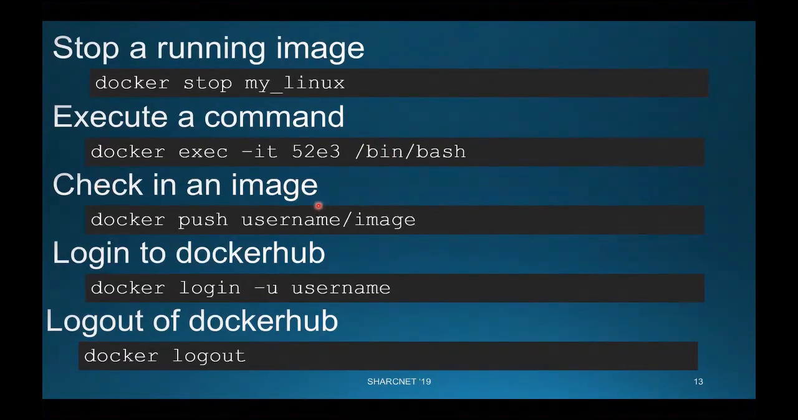If you want to check in an image, so this is if you've got a Docker Hub account, you do Docker push. It'll be your username and the image name. Before you can check in an image, you have to log into Docker Hub. Docker login minus your username. It'll prompt you for a password, or you can read the instructions on the website for how to set up without prompting the password. And of course, log out of Docker Hub with Docker logout.